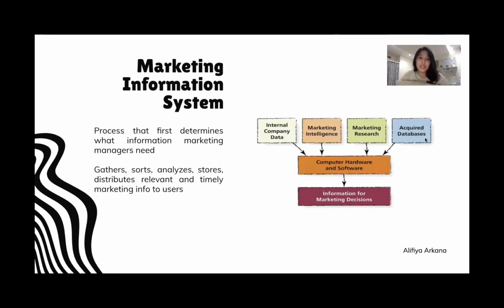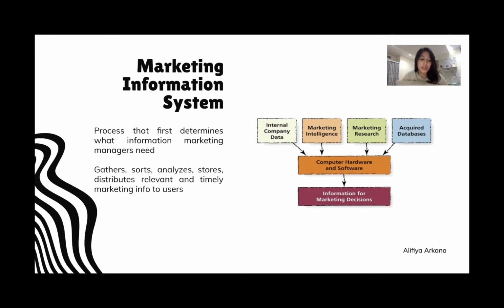Then the second one is the marketing information system, which is often called MIS. This is the process that first determines what information marketing managers need. It gathers, sorts, analyzes, stores, and distributes relevant and also timely marketing information to the users. The MIS has 3 important components. The first one, as we can see in the picture, is 4 types of data: internal company data, marketing intelligence, marketing research, and also acquired databases.